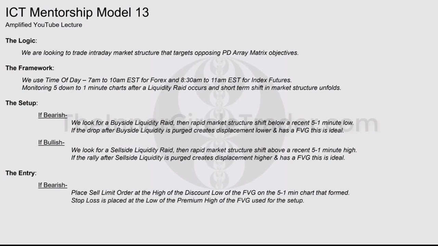Stop loss is placed at the low of the premium high of the fair value gap used for the setup. So what am I saying here? We're bearish. We're looking at the candle that creates the highest range of the fair value gap. In other words, it's the first of the 3 candles. The uppermost candle frames the highest point, or the premium high, of the fair value gap when we're bearish. We're using that candle's high. That's the stop loss. Okay, not one tick above it, not a full handle above it, right at the high.